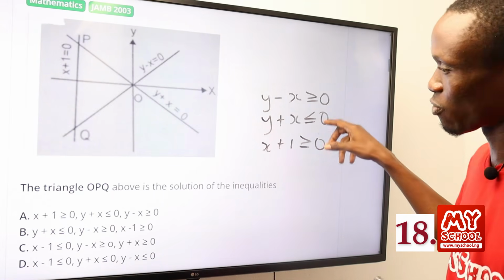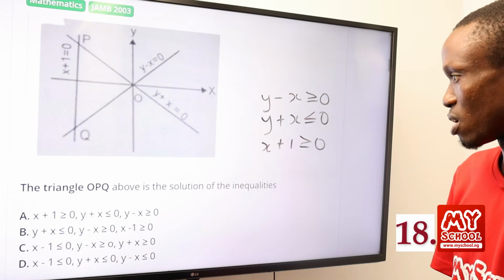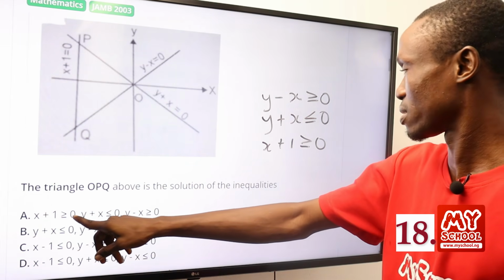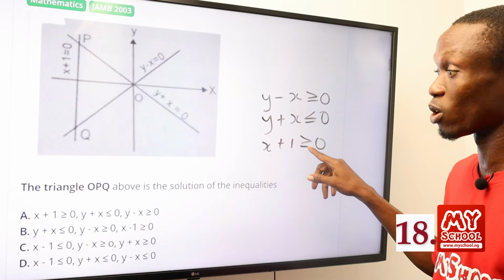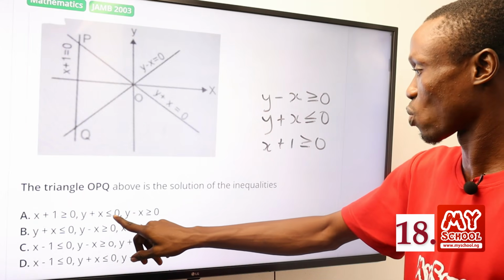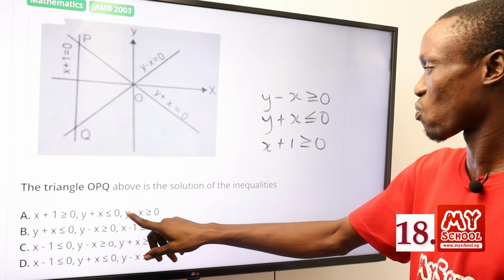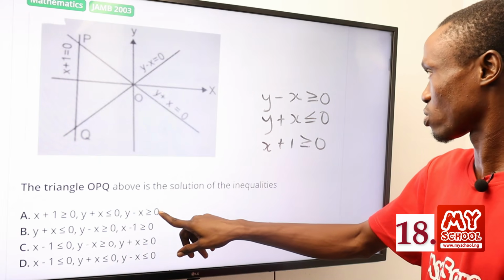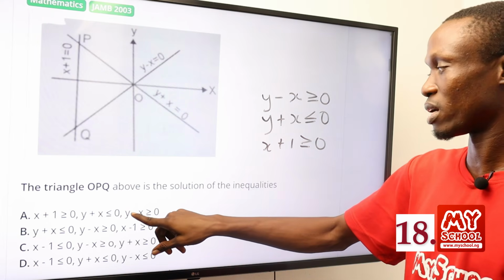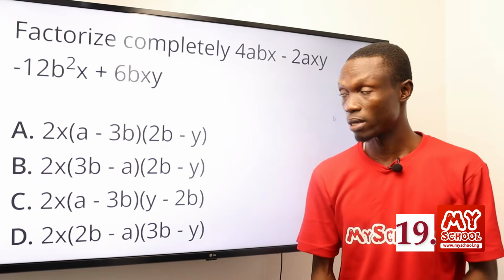So now let's look at these values carefully and choose the appropriate one from the options that are given to us. If we look at option A, we have x plus 1 is greater than or equal to 0. Then the next one, y plus x is less than or equal to 0. While the last one we have y minus x is less than or equal to 0. So this is the correct option for this question, option A. Question 19.